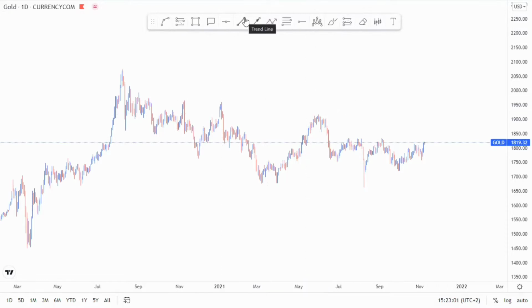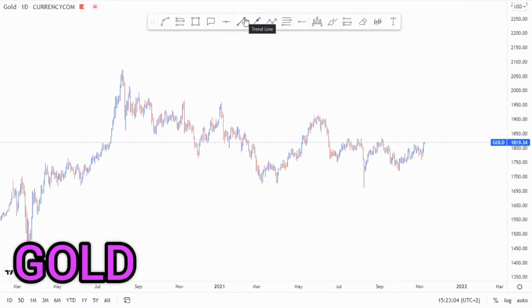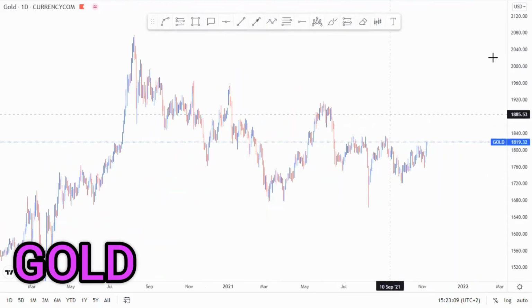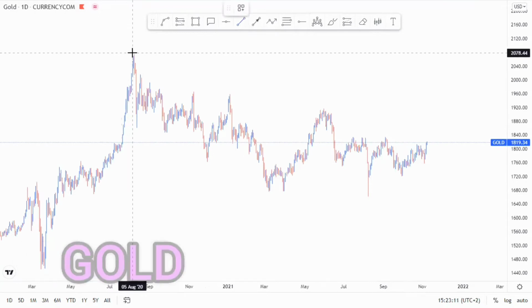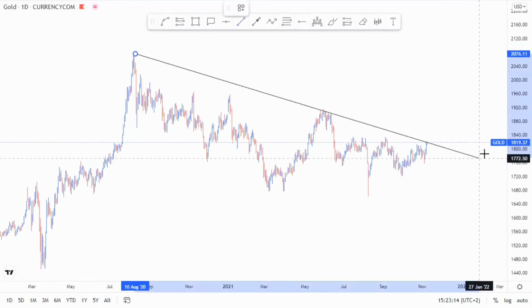So stay tuned. So yeah, here we have gold on the 1 day time frame. So I'll dive into the analysis and see exactly what it is that I see on gold for the upcoming weeks. So let me start by identifying the pattern.